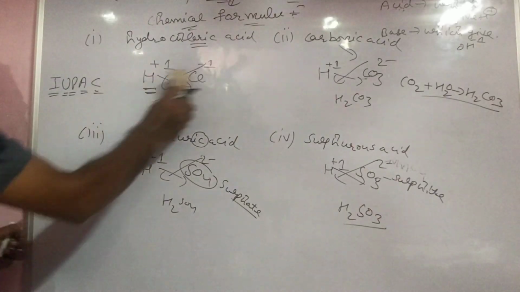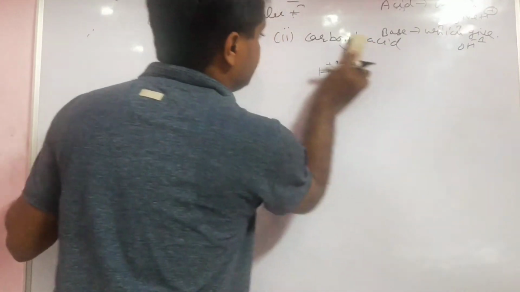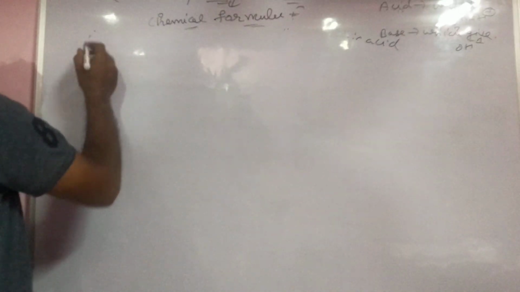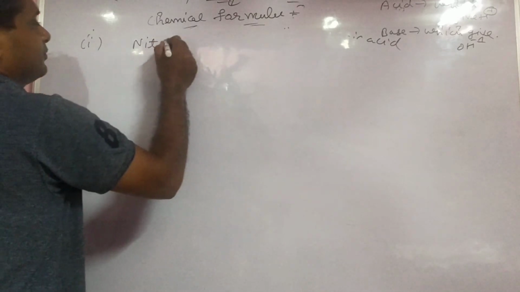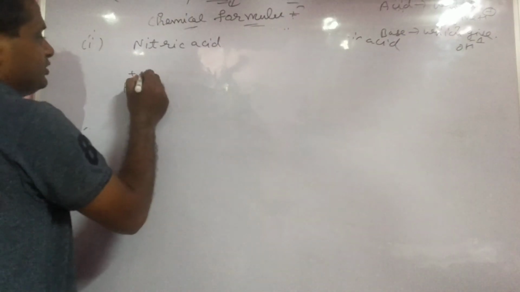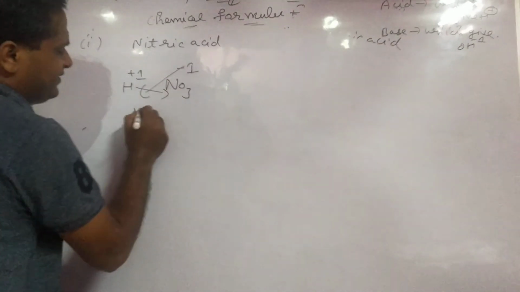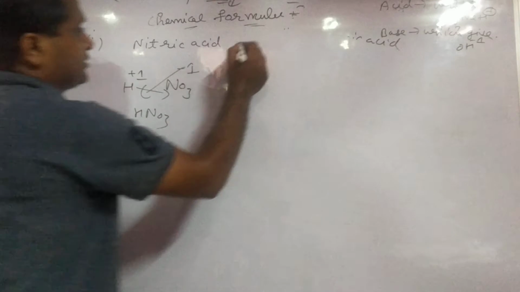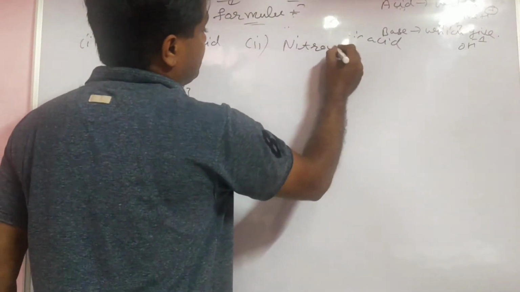Same for nitric acid. Nitric acid also. Yes, nitric acid, with H positive, you use nitrate for nitric acid. That is HNO3. Yes, for nitrous acid, one oxygen less.